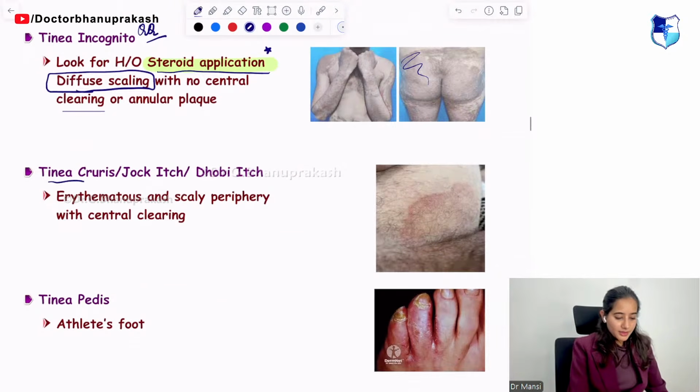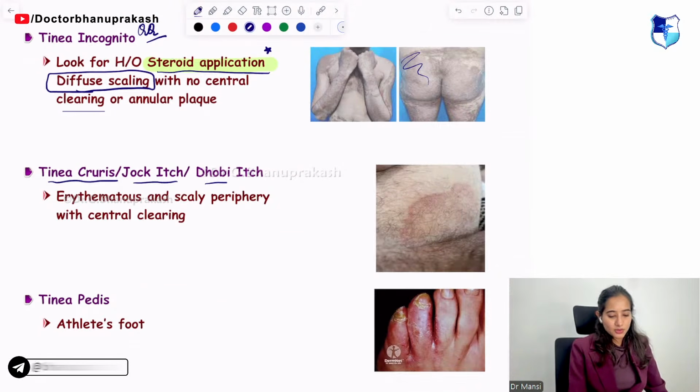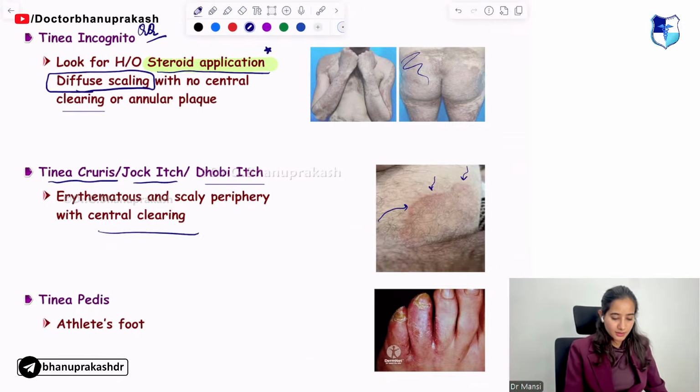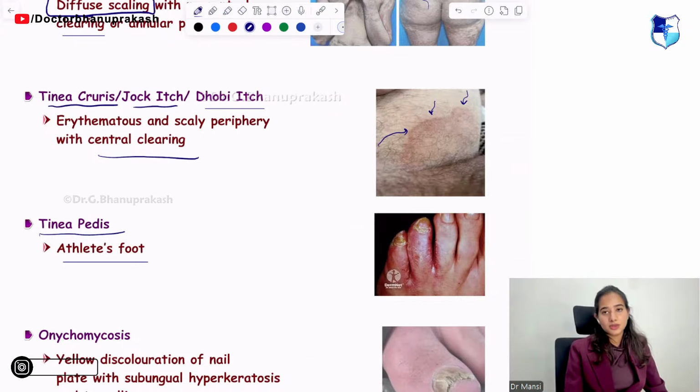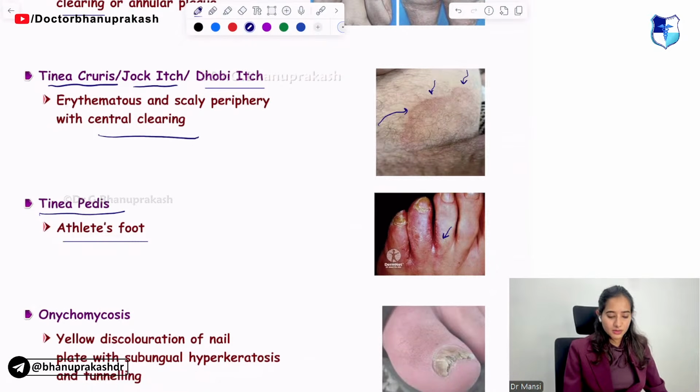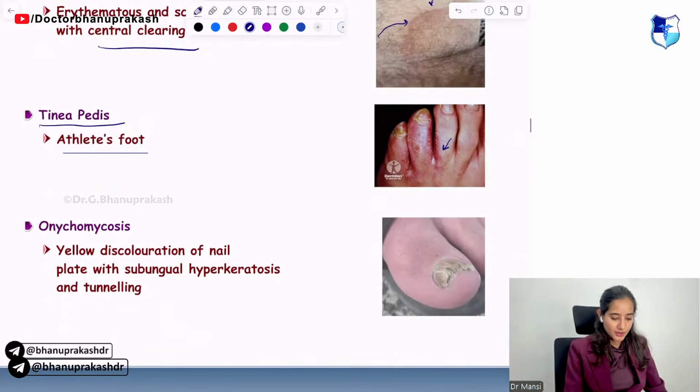Then we have tinea cruris, the jock itch, also called dhobi itch. Okay, this again is going to come like the peripheries are erythematous and raised with central clearing. Then we have tinea pedis, athlete's foot. So these are mostly asked as spot diagnosis questions. They're mostly similar looking, and itching is something which everyone is going to complain of. The patient always complains of itching.